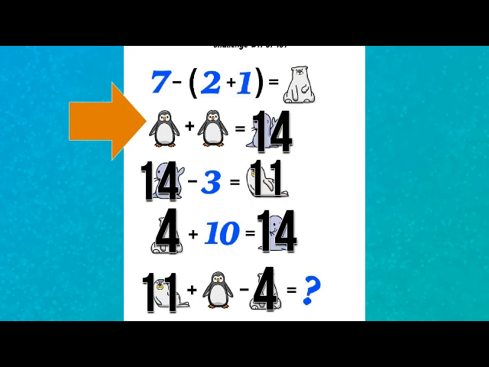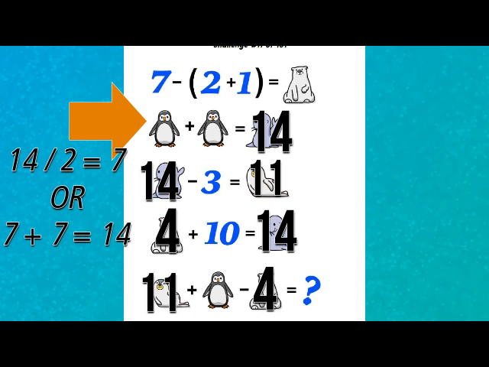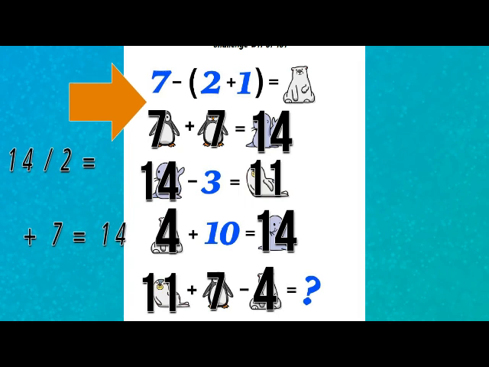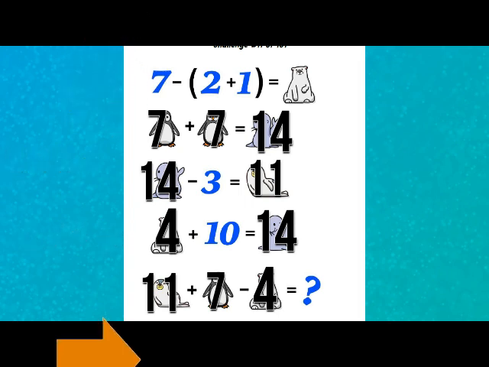Penguin plus penguin equals seal. Well, I know that the seal equals 14. If I divide 14 by 2, that means that each of those penguins must be 7 because 7 plus 7 equals 14. So the penguin equals 7. So I'm also going to fill the 7 in on that very last line, and it looks like I am ready. So I have 11 plus 7 minus 4 equals question mark.